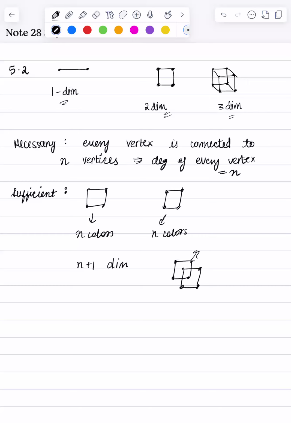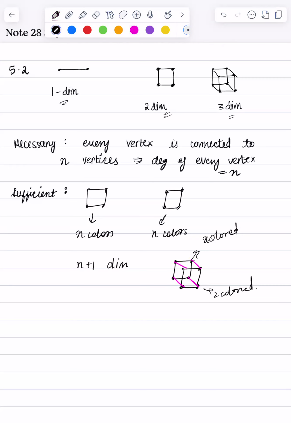This is n colored, this is n colored. And then if I add an edge between both of them, it's going to be a new color, and they can all be the same because they don't share any vertex together. That is basically the idea of the proof.